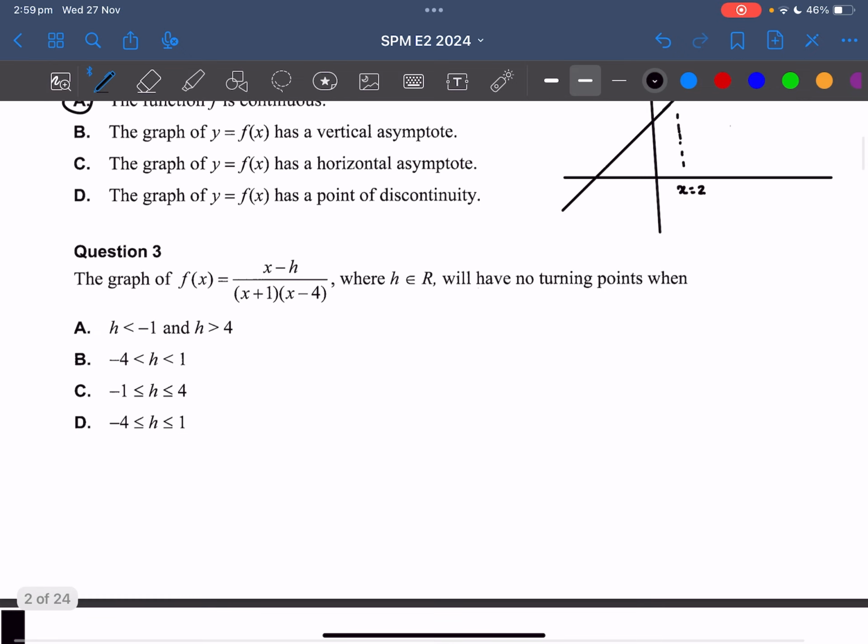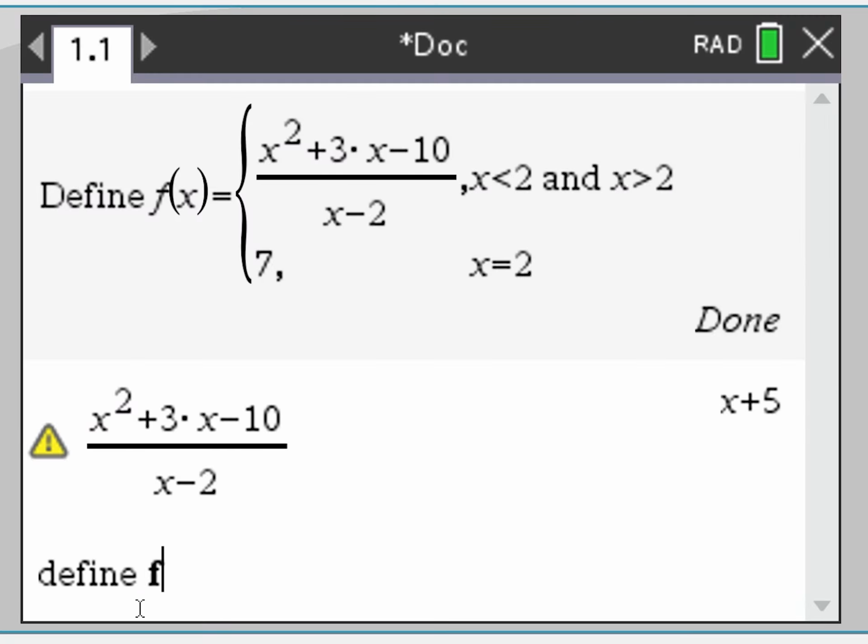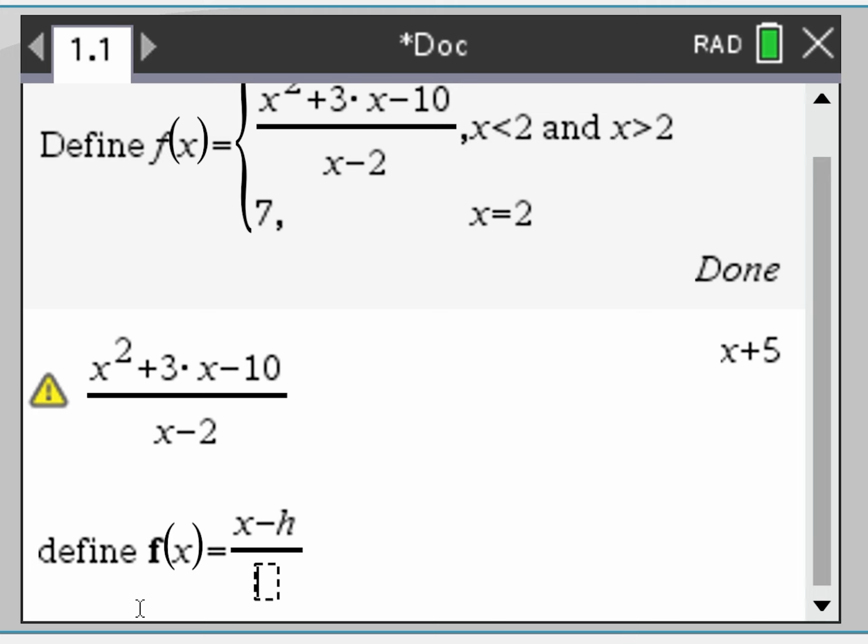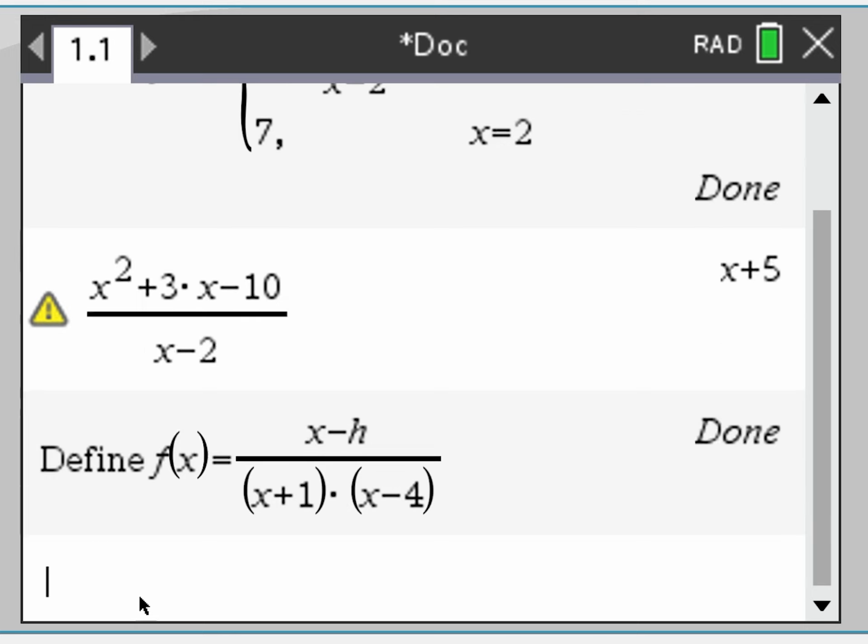So question 3, the graph of f of x equals this, where h could be all real numbers, will have no turning points when. Okay, so in that case, again, I'll define the function on CAS, find the turning points in terms of h, and see what we can do. So define f of x equals x minus h over x plus 1 times x minus 4. Okay, and let's find the derivative.